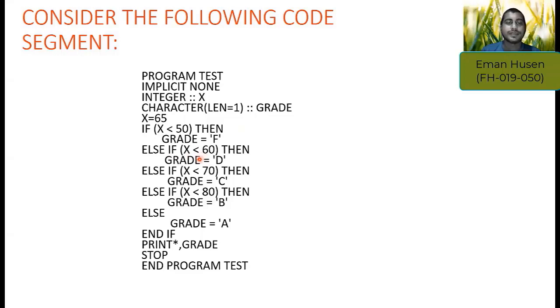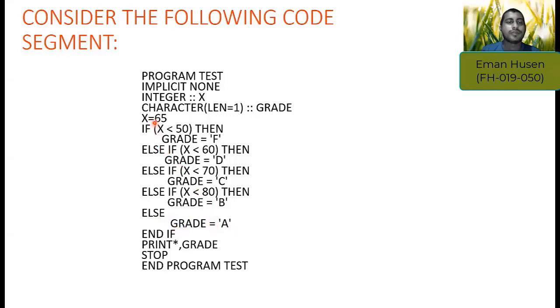60 is tested. If it is true, then the grade receives D. By a similar process, if x is greater than or equal to 60 and less than 70, then the grade receives C. Similarly, if x is greater than or equal to 70 and less than 80, then the grade receives B. Finally, if x is greater than or equal to 80, then the grade receives A.